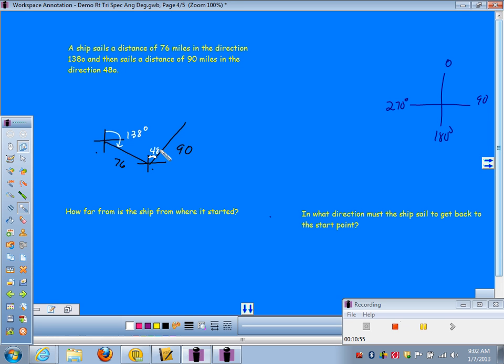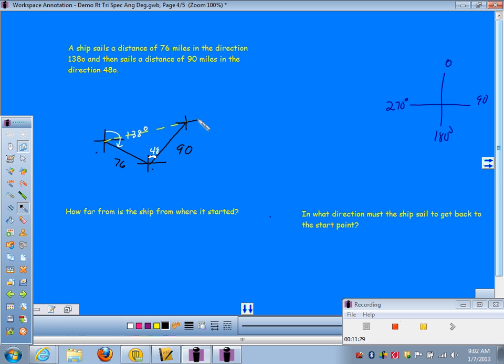And so then the first question is, my question is not typed right. How far is the ship from where it started? So if we want to figure out from where it started to where it ended, we have to figure out what's the distance out here to the ending point. And I recommend you put a coordinate system out there as well.